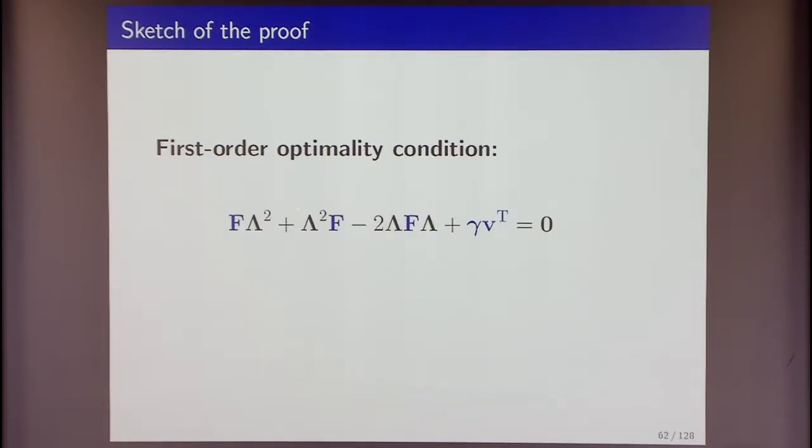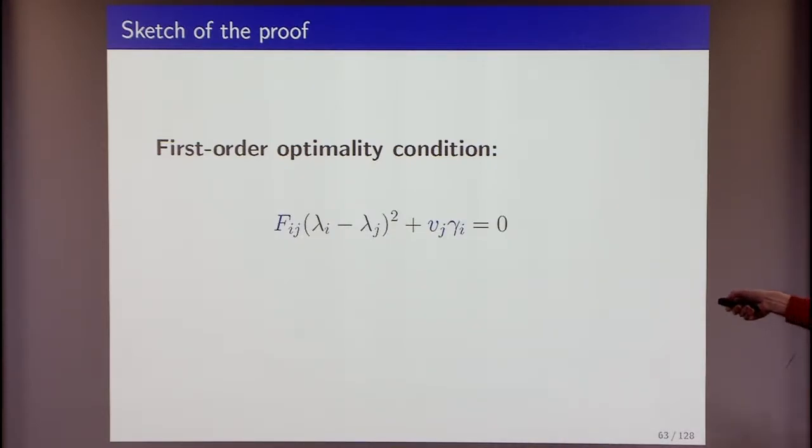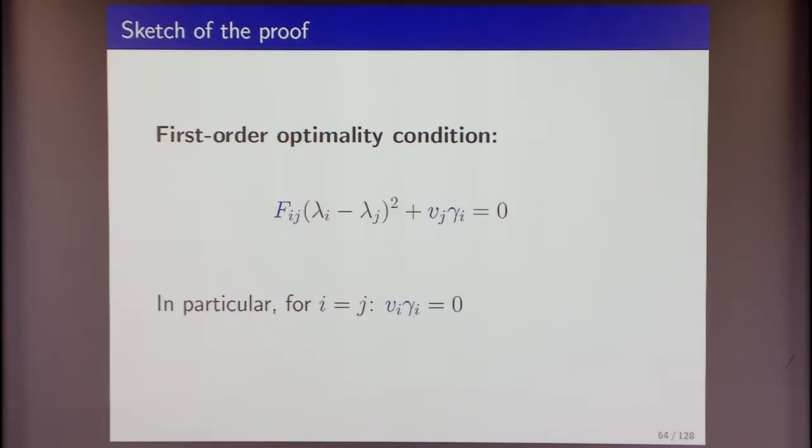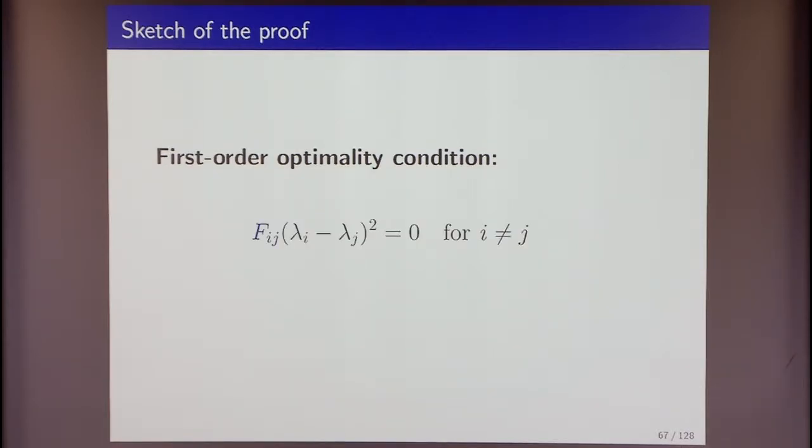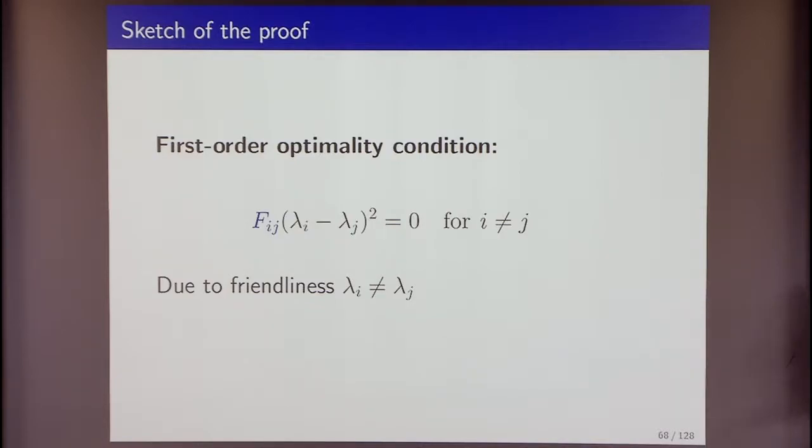So I can write it in coordinates. You see, it's a complete square here. So I can write it in coordinates like this. It will be Fij multiplied by the square differences between lambda i and lambda j, plus Vj gamma i. Okay. So if in particular I look at the diagonal of this system, I'm getting Vi gamma i equals 0. And I know that no Vi is 0, so this means that gamma is 0. I can eliminate this second term from the system, and I'm getting this. Okay? Now, because of friendliness, I know that for any i distinct from j, lambda i is also distinct from lambda j. So this means that F is diagonal.